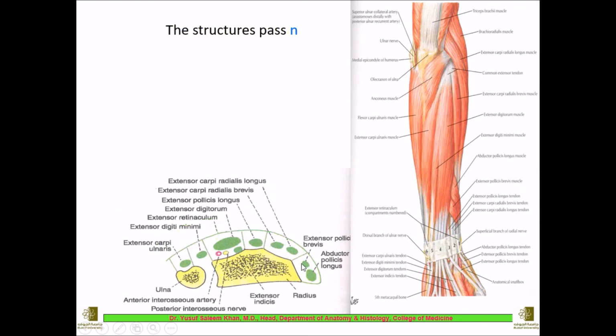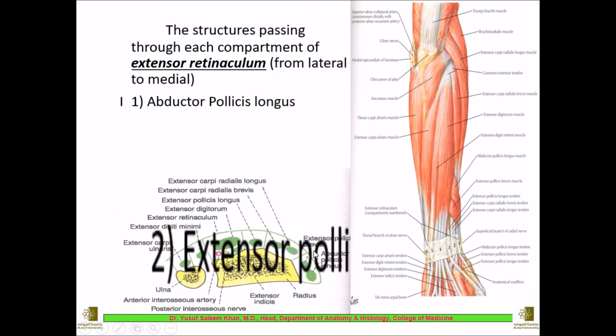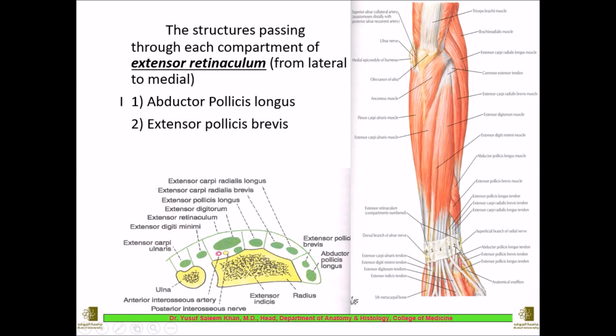So what is in each compartment? Let's find out what exactly will be passing through them. The structures passing through each compartment of the extensor retinaculum, from the lateral to medial side, are numbered from 1 to 6. If you can see here, this is how it is divided. The first compartment on the lateral side contains the abductor pollicis longus as well as the extensor pollicis brevis. These are the 2 tendons present in the first compartment.